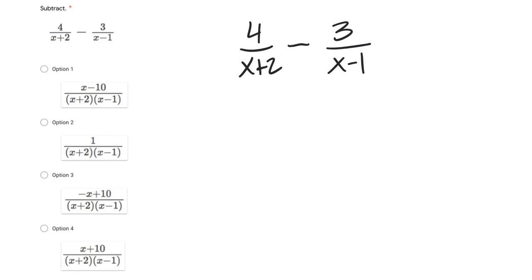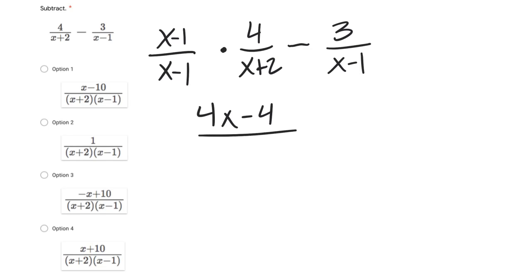Okay, so I rewrote to give us a little bit of room here. I'm going to multiply on this side by the denominator of the opposite rational expression. So I have x minus 1 over x minus 1. That's multiplying in. So we're going to just go ahead and distribute the 4. We'll have 4x minus 4, and that's going to be over our denominator of x minus 1 times x plus 2. Doesn't matter that I wrote it backwards from what you have in your answers.